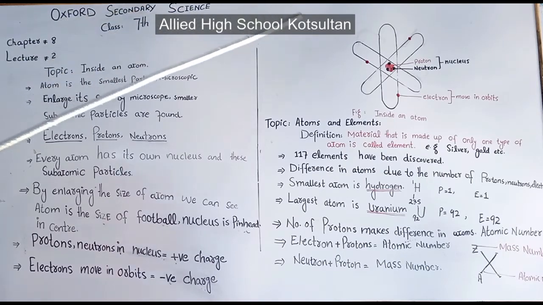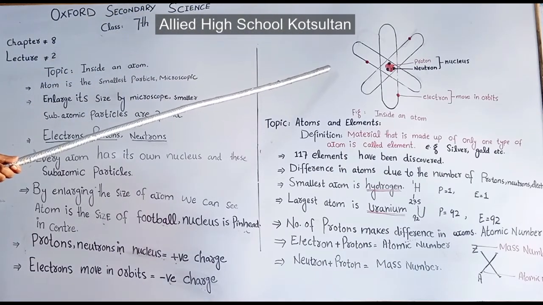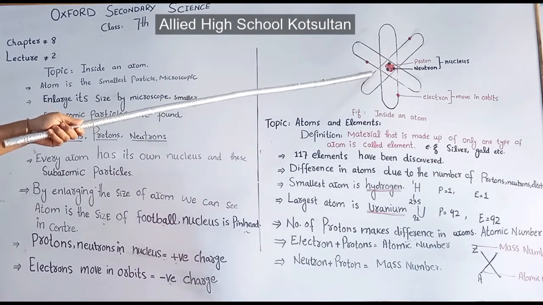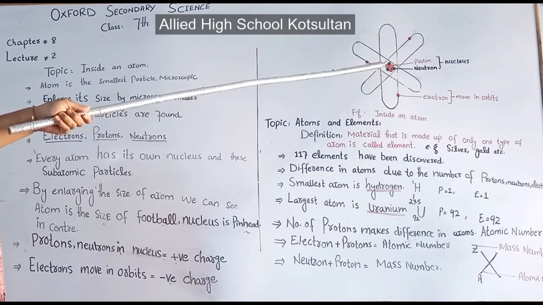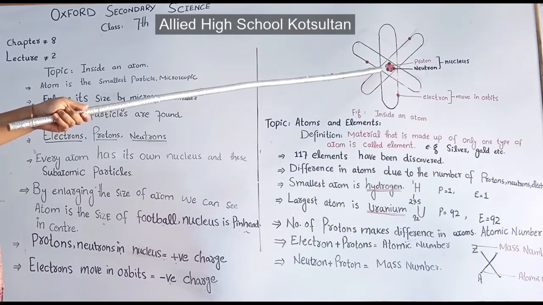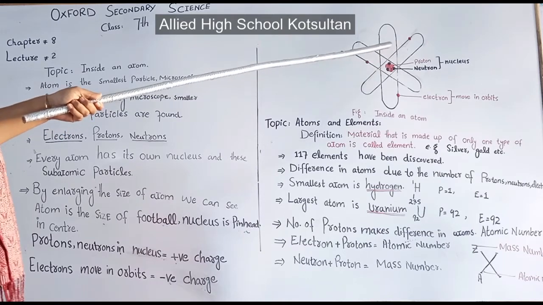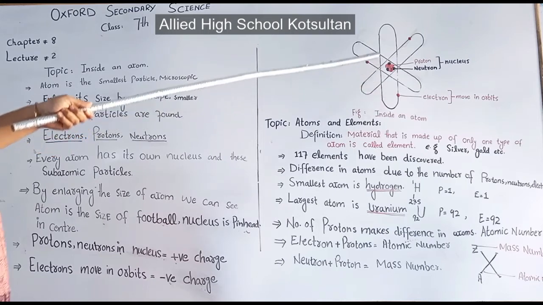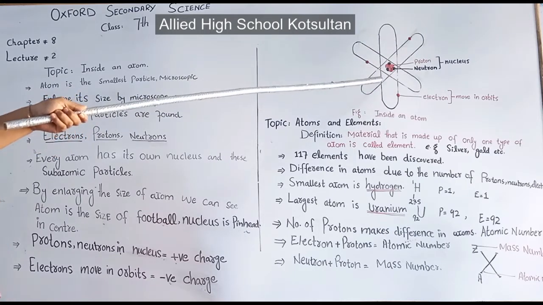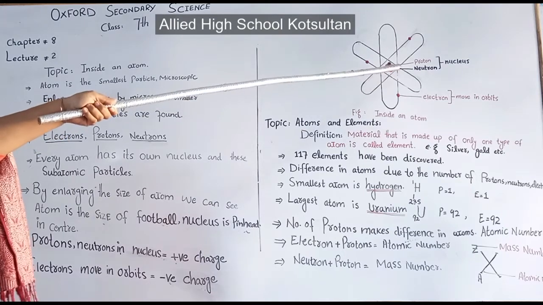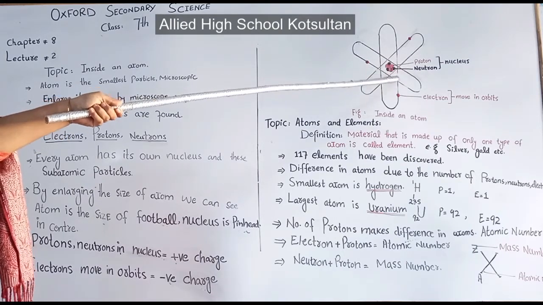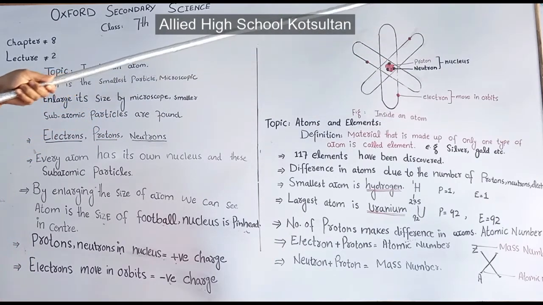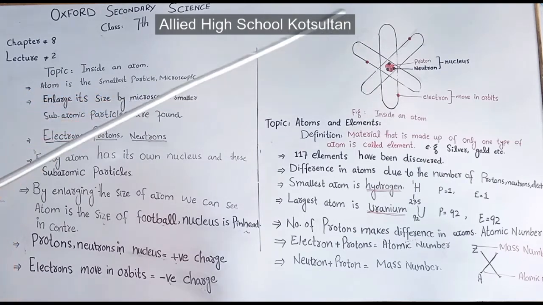You can see the structure of the atom here. These red color particles are protons. You can see these are present inside the nucleus of an atom, protons and neutrons. But these are the electrons. These dots are the electrons which move in the orbits, not present in the nucleus. Protons and neutrons are present in the nucleus and have a positive charge, while electrons move around the nucleus in orbits and have a negative charge.